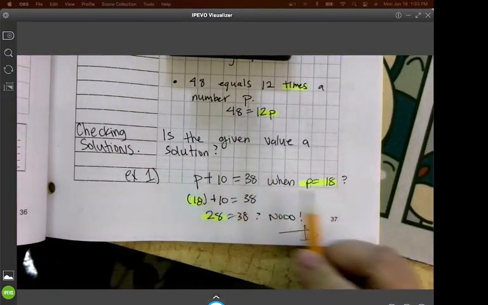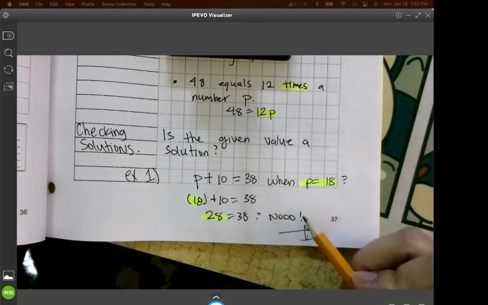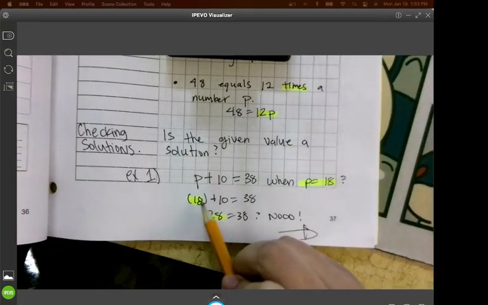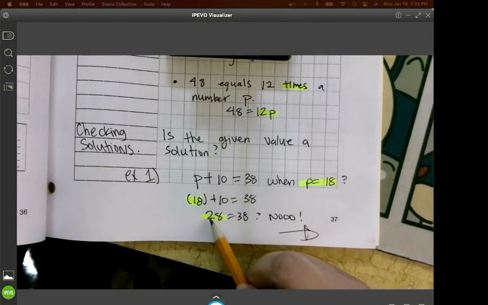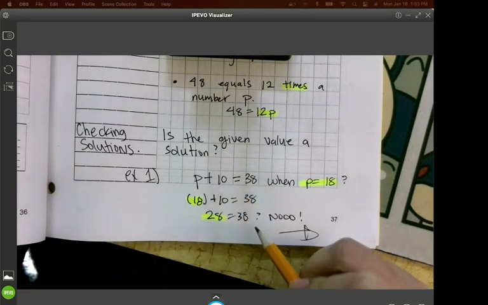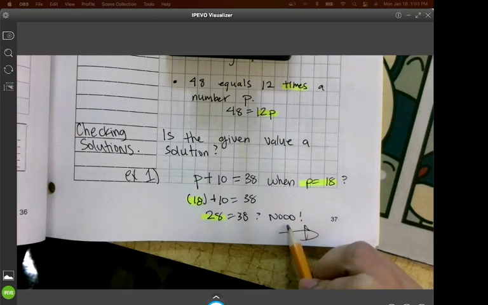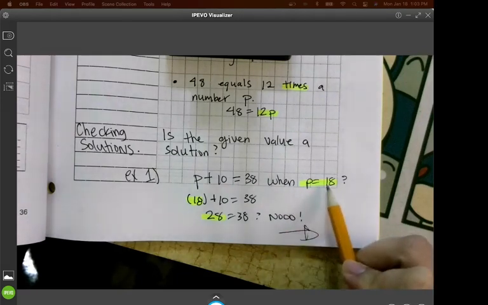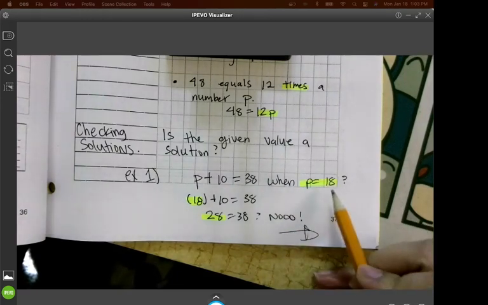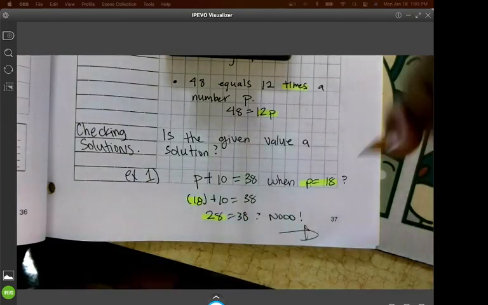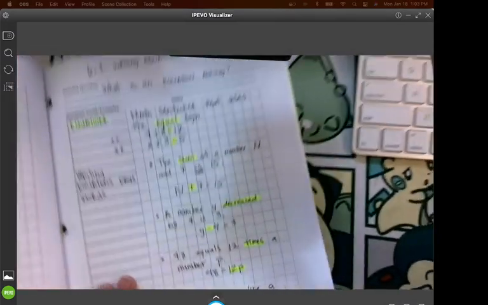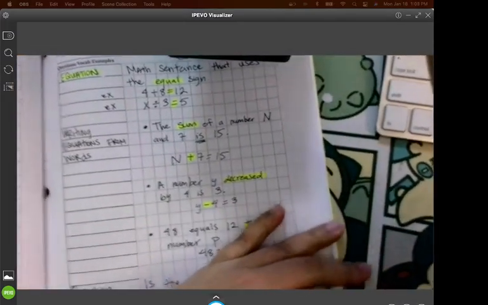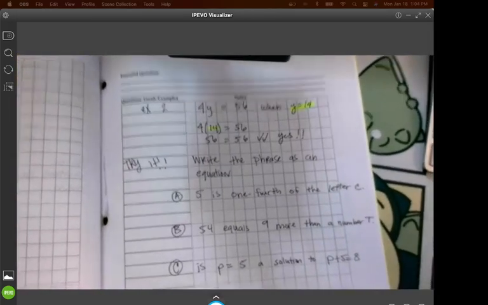Everywhere I see a p, I'm going to put an 18, and I'm going to check to see if it is true. So 18 plus 10 equals 38. Does 28 equal 38? No. Which means that p equals 18 is not a solution for p plus 10 equals 38. I didn't ask what the solution was. I said, is p equals 18 a solution? So that is checking for solutions.